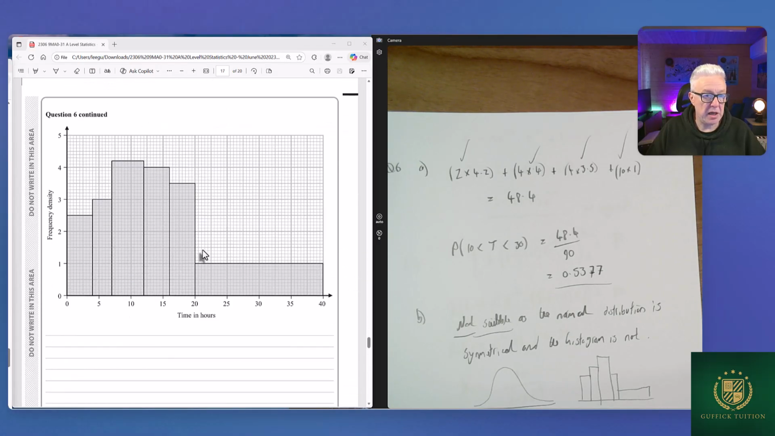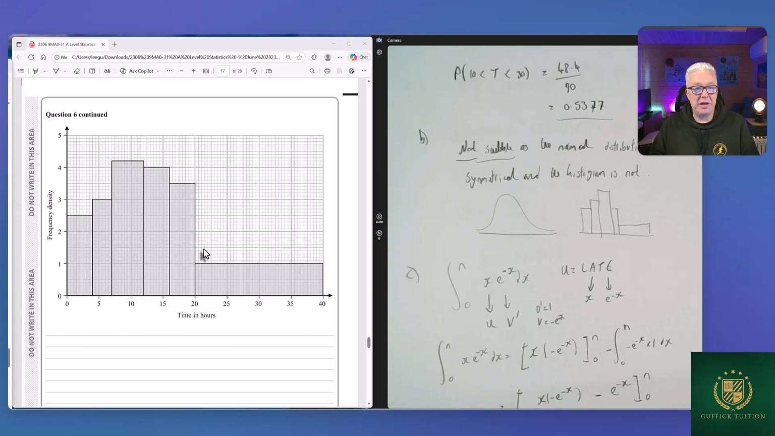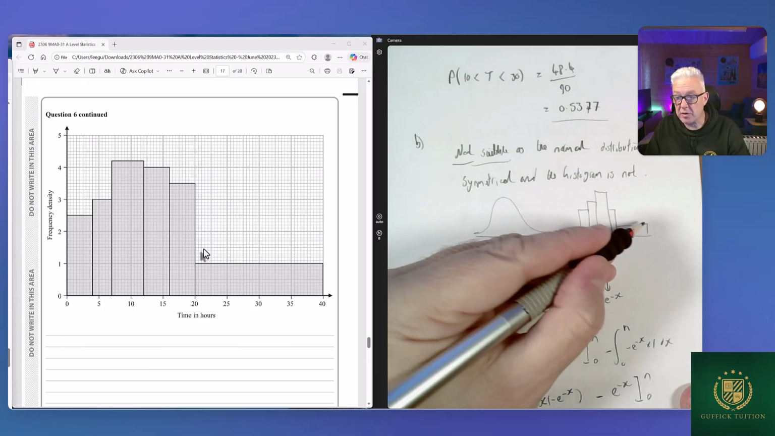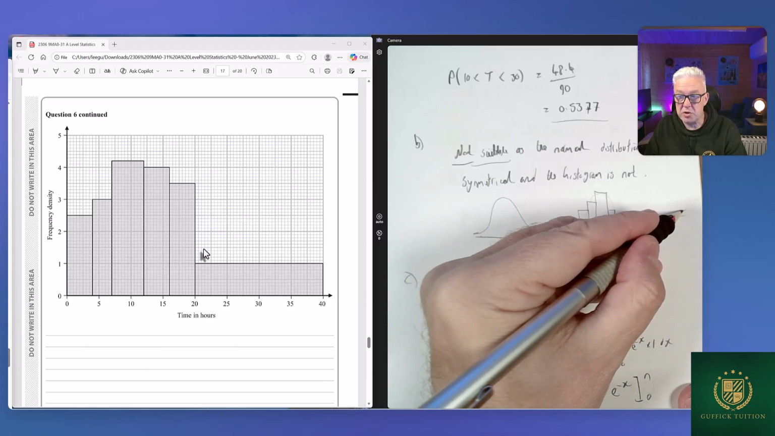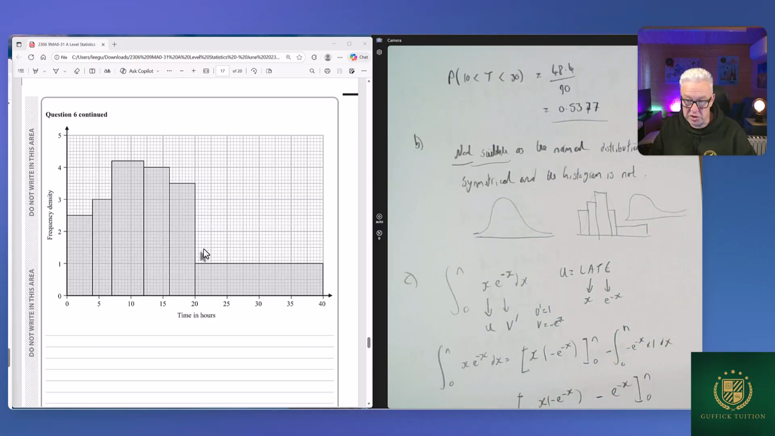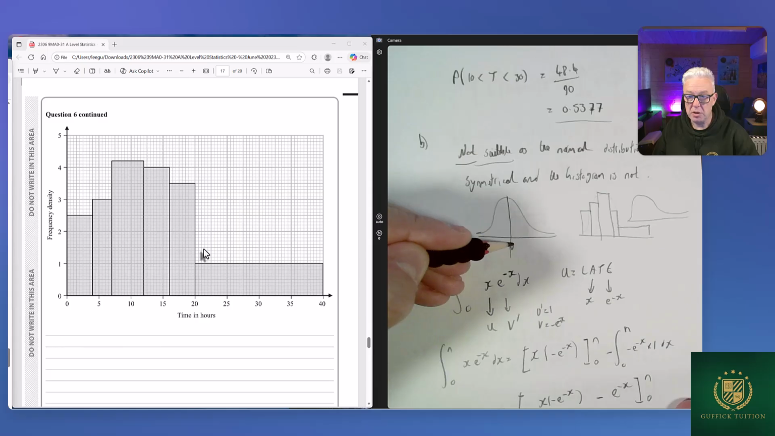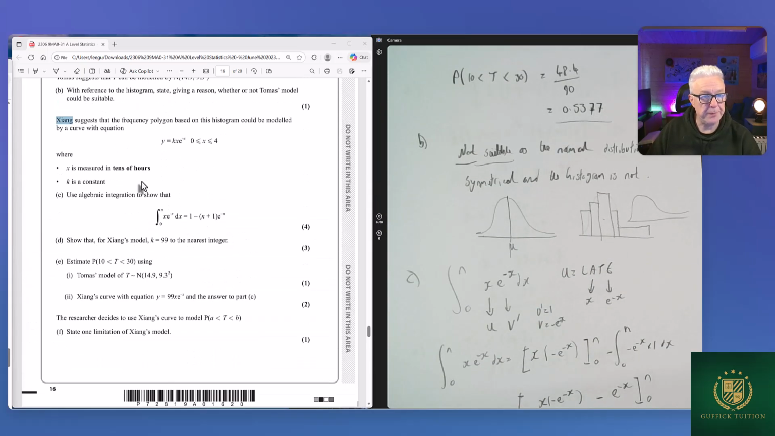So there's the histogram, and I think we are going to say that it's not suitable, okay? And the reason that it's not suitable is because this histogram is not symmetrical. It's kind of skewed. It's a distribution that sort of looks like this, where it's skewed, whereas the normal distribution we're assuming to be symmetrical. So it's not appropriate because our normal distribution is symmetrical and our histogram is not. Okay, so not suitable for that reason.